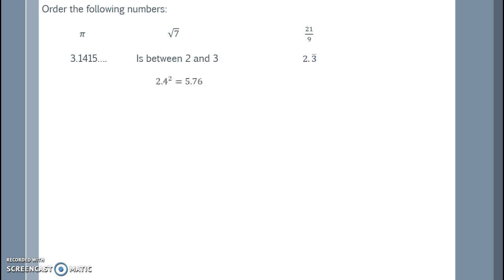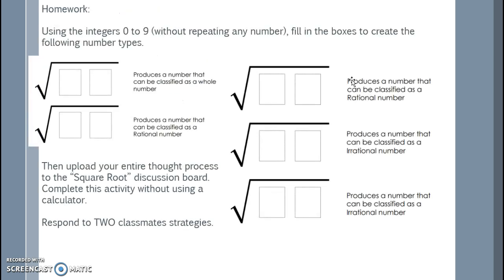So I have to look a little bit closer between 2 and 3. If I took 2.4, which is slightly more than 2.3 repeated, it is 5.76. So I know that it has to be larger than the 21/9. Therefore, the order from smallest to greatest would be 21/9, the square root of 7, and then pi.